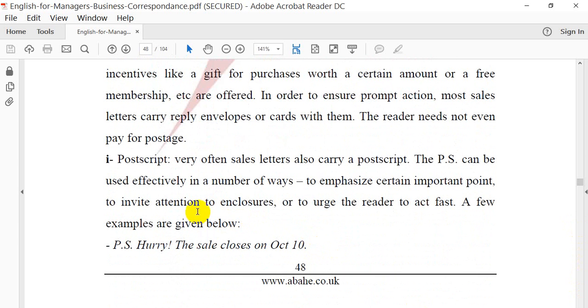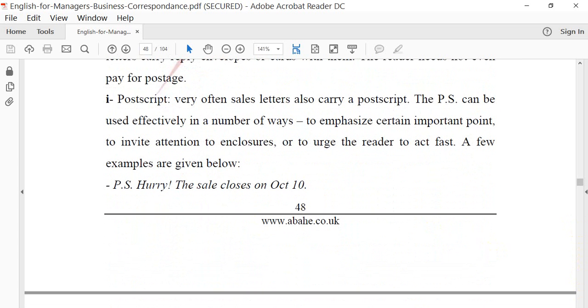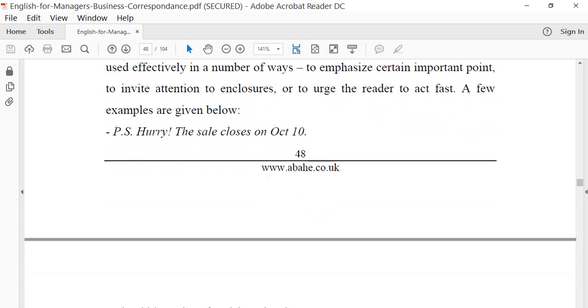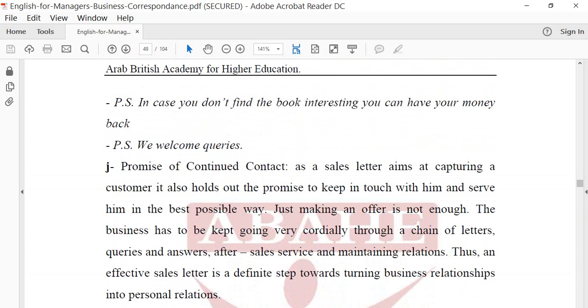What's the meaning here? Postscripts. You have to let him feel that he has to buy this product. Hurry up! The sales close on October 10th. You have to tell him that we have only a limited time, and this product will be finished. And if he doesn't buy this product, he will feel regret, because no company can make this product. Only our company can make this product.